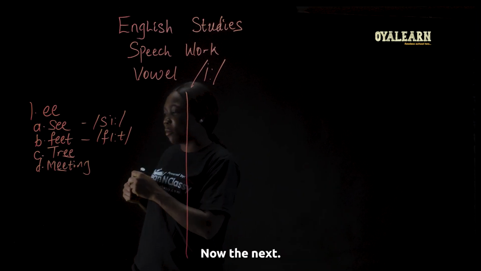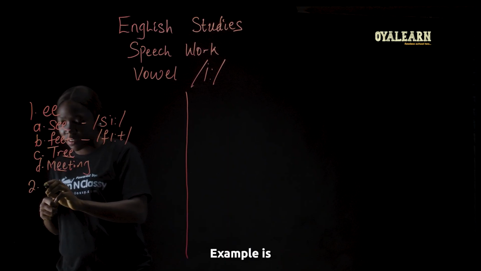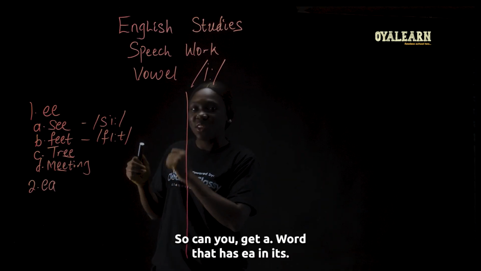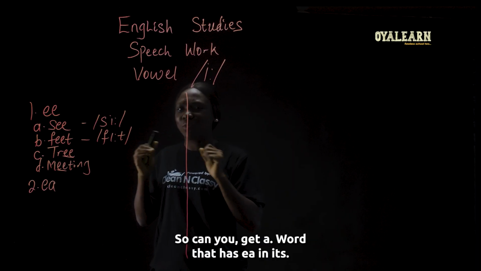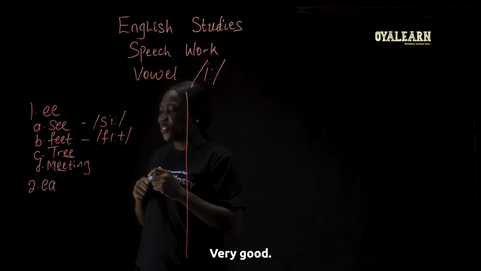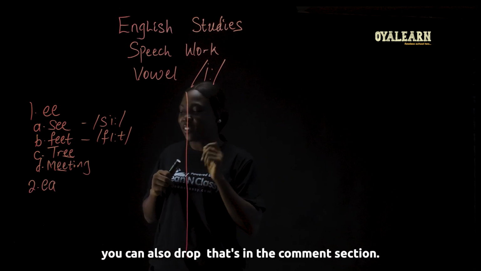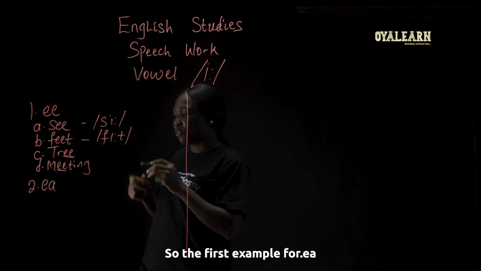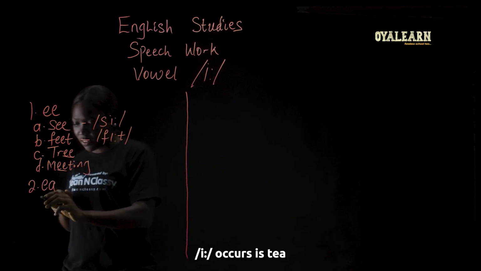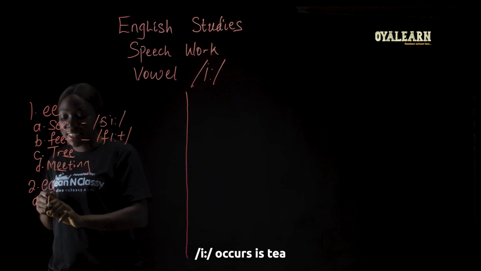Now the next example is EA. So can you get a word that has EA in it? All right, very good. You can also drop that in the comment section. So the first example for EA, where the vowel E occurs, is tea.